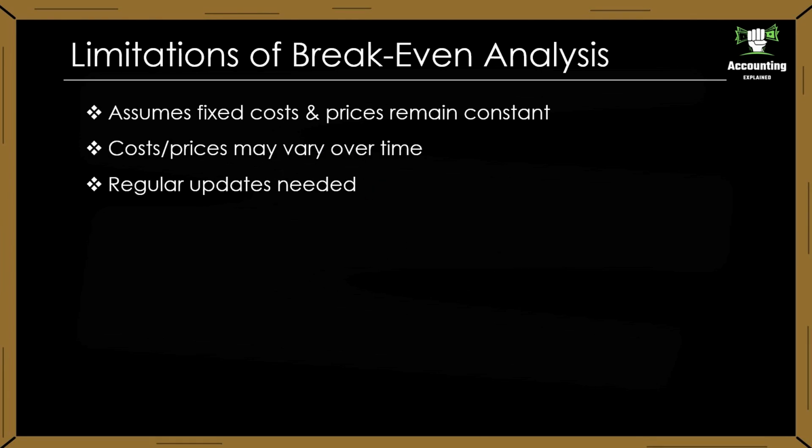Though break-even analysis has many advantages, there are some limitations to break-even analysis also. They assume fixed cost and prices remain constant. So the selling price, variable cost and the fixed cost remain constant. With that only we can find out the break-even point and margin of safety. So that's a major disadvantage of break-even analysis. There are chances that costs or prices may vary over time. That's right, no? Costs or prices can vary according to the market situations, or according to the supply-demand situation, or according to the consumer taste, etc. So regular updates are needed to keep break-even analysis viable for the business.